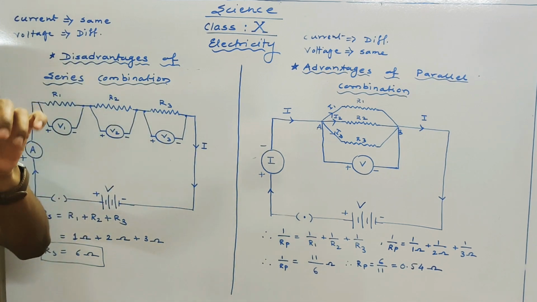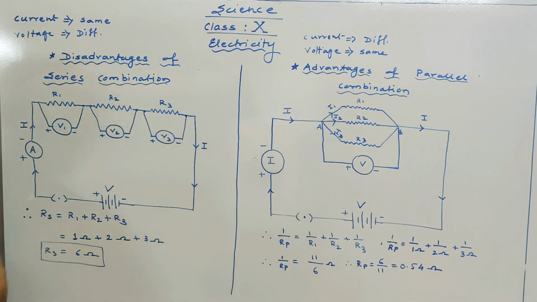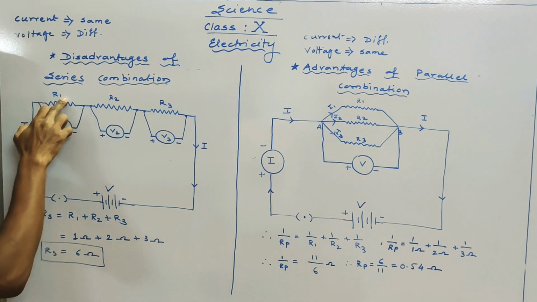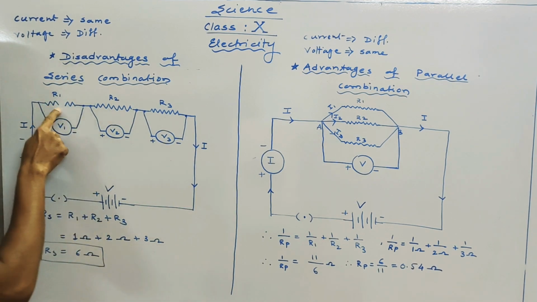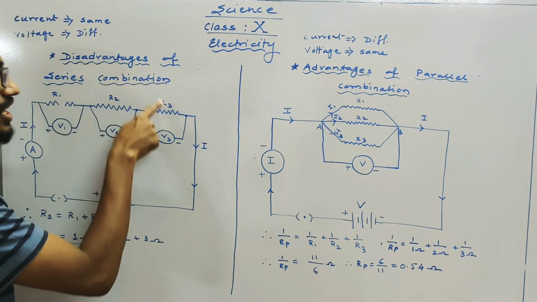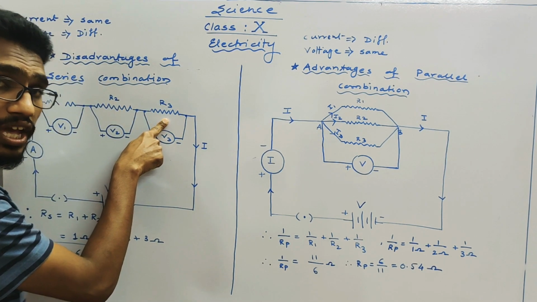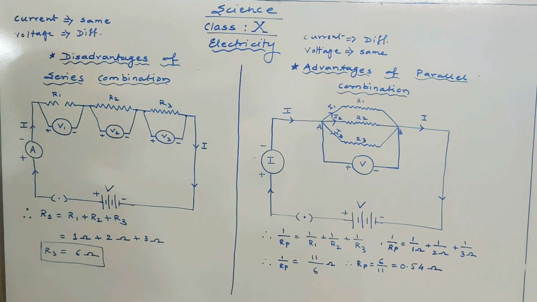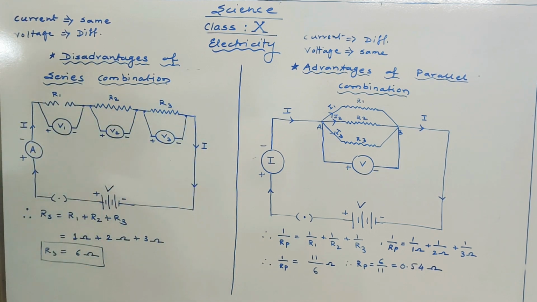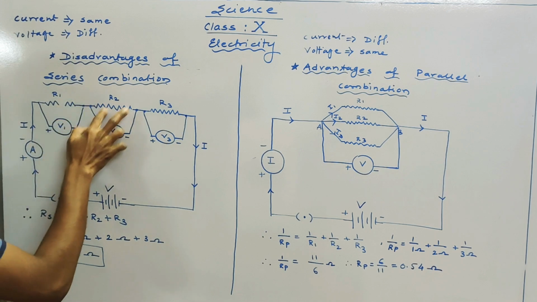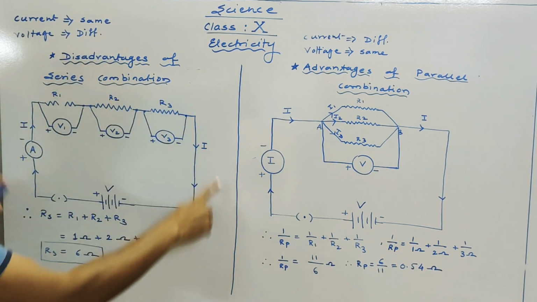Our first disadvantage is, in this particular series combination, if accidentally one of the appliances gets damaged, it's not working properly. For example, we are connecting fan, bulb, and heater, and the bulb gets fused. Then what will happen? See, the circuit gets broken. Yes or no? If one of the appliances gets damaged, the whole circuit is broken down.